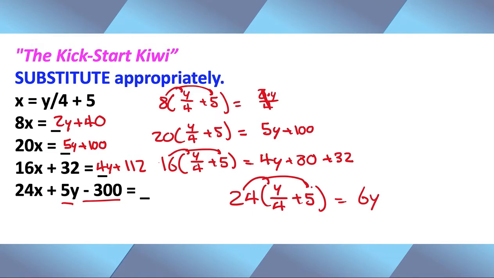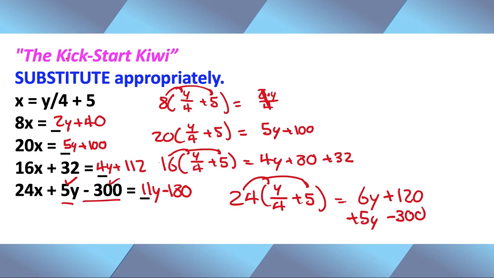And then 24 times 5, I don't have that yet. I do now. It's 120. Okay. So we have 6y plus 120. We're going to add 5 more y to include this y. And then we're going to subtract the 300 to include the minus 300. So what do we have left over? We would have 11 y values. And then 120 minus 300 would be minus 180.